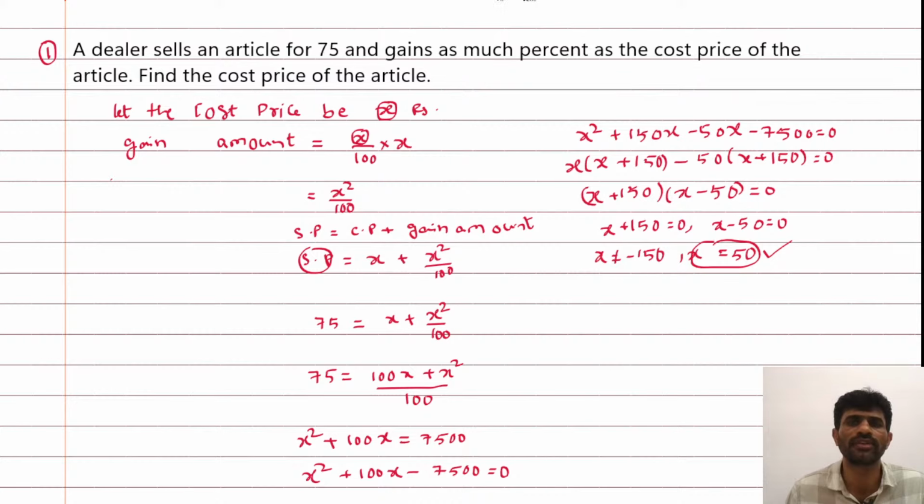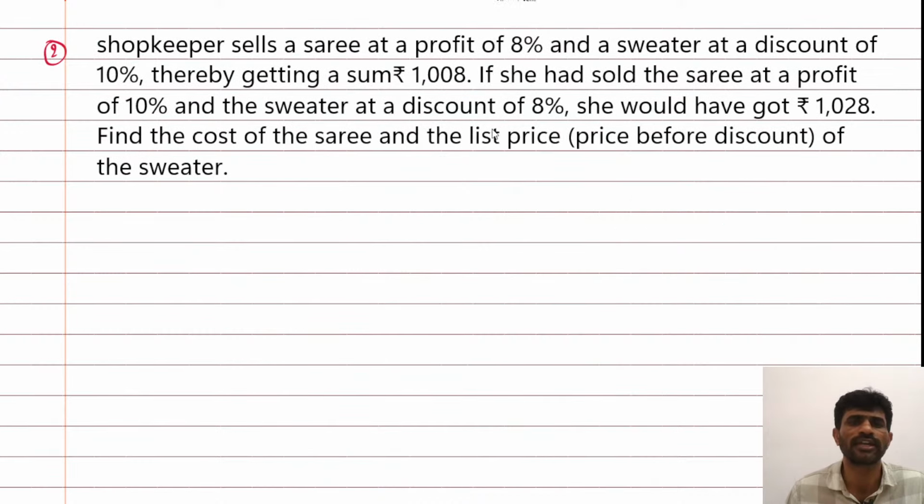One more question was given by him. This is the second question. A shopkeeper sells a saree at a profit of 8% and a sweater at a discount of 10%. Profit, loss, selling price, gain, discount and all, you were having in your 8th class. So now let's see how to frame the equation here.